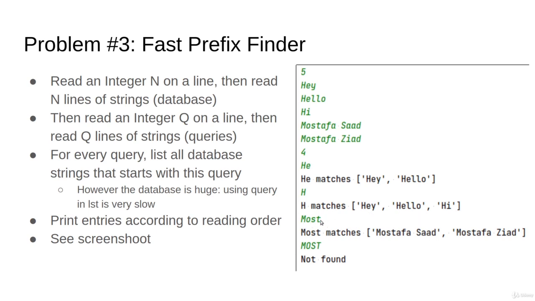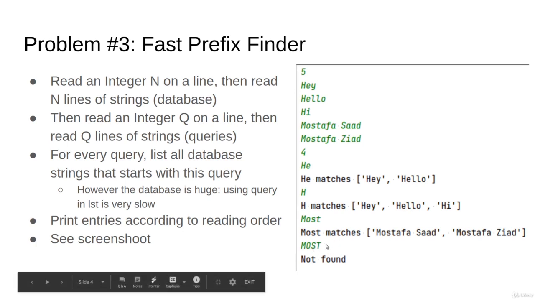The query most, you have two words, Mustafa Saad and Mustafa Ziad. The word most capital, this is never found. The order of the output here should be matching the order of the items here.